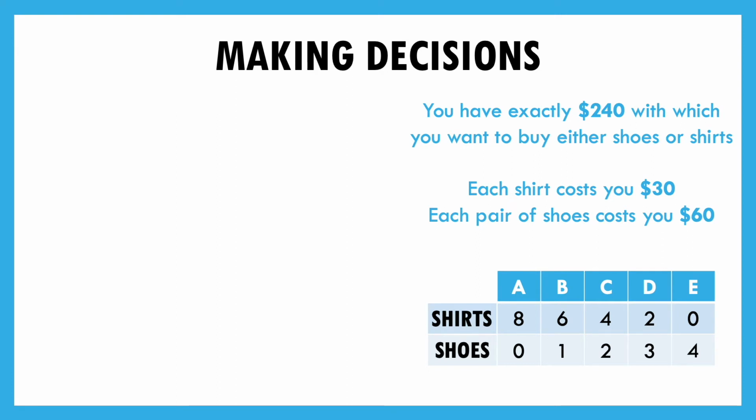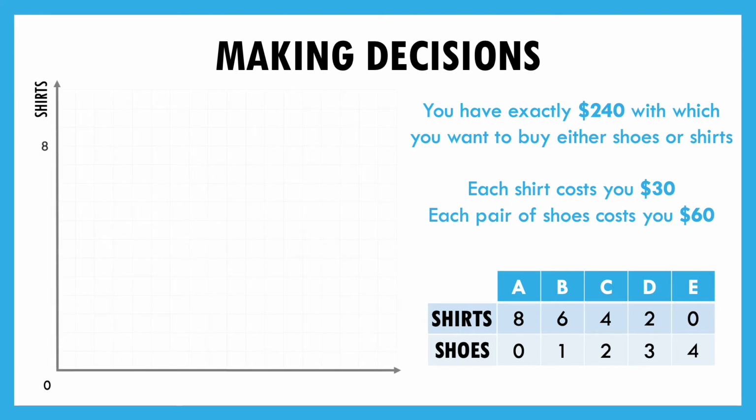But what we've done here is we've taken this chart and put a letter to each one of these different combinations. And we're going to plot these points out on a graph and see what it looks like. So here we have our graph. We're going to put our shirts there on our y-axis. We're going to put shoes down there on the x-axis. And we're going to plot these points. We're going to start up in the top left area with 8 shirts and 0 shoes. So we have point A right there. And then we'll plot point B, point C, point D, and then point E.